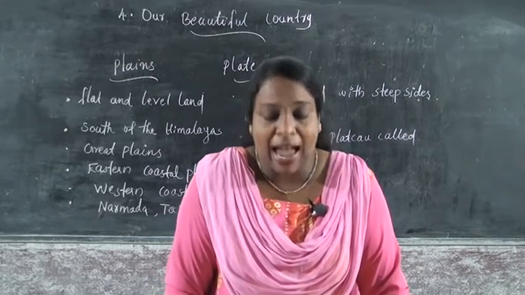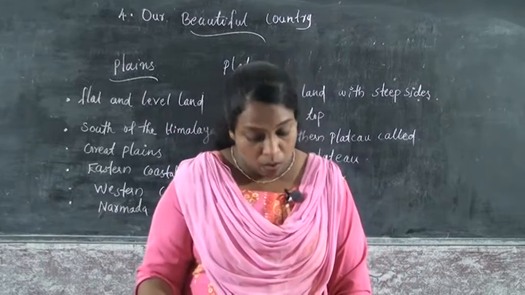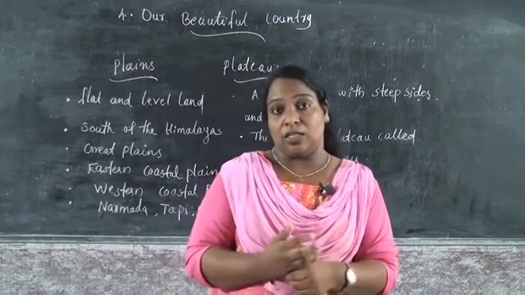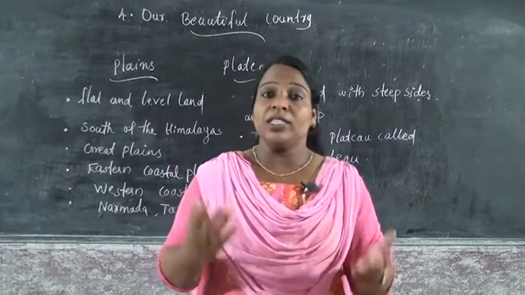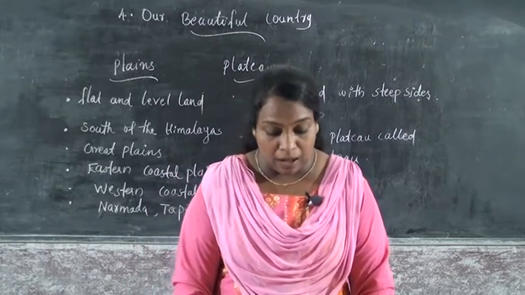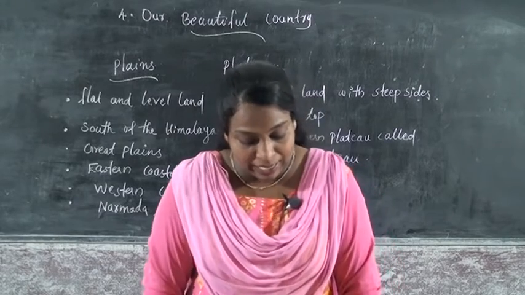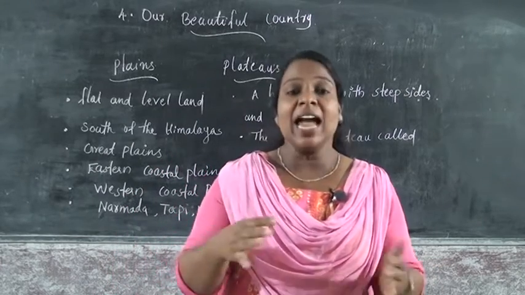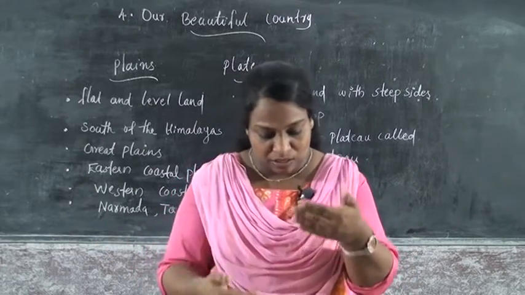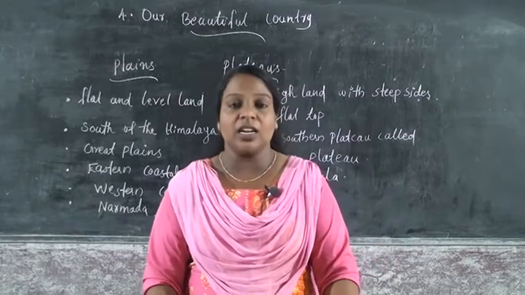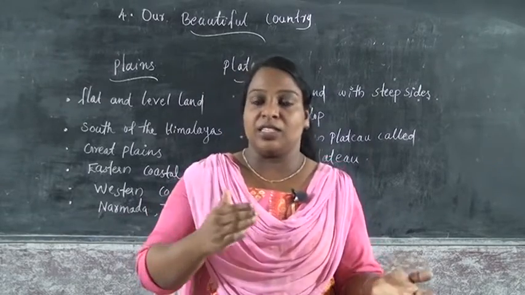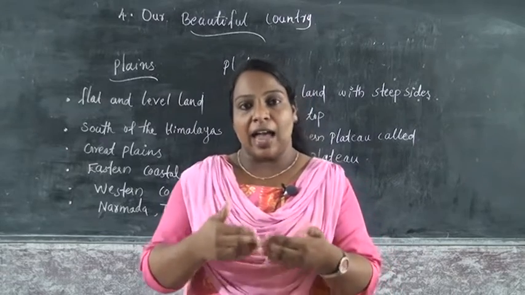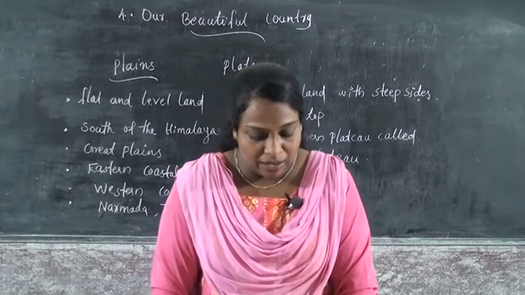And there is a narrow strip. Next we are going to discuss what the western coastal plains and the eastern coastal plains are. They are a narrow strip of flat land along the eastern and western coast of India. It is a narrow strip, a flat land, along the eastern coast and the western coast. That narrow strip is the western coastal plains and the eastern coastal plains.